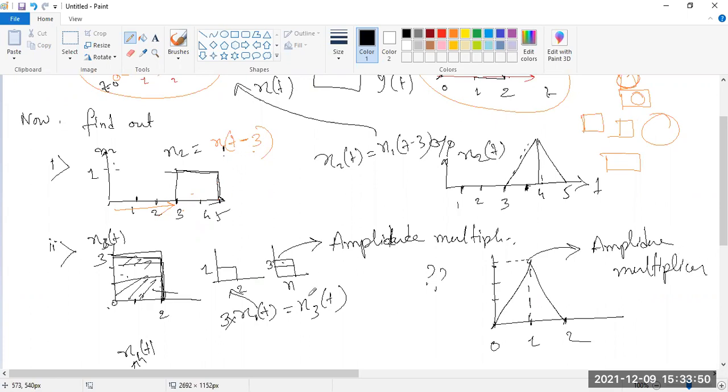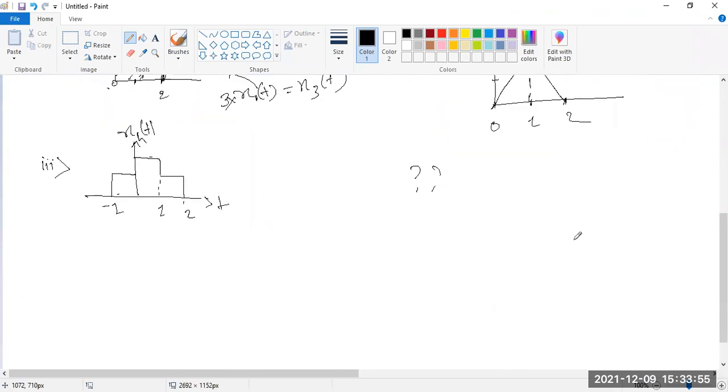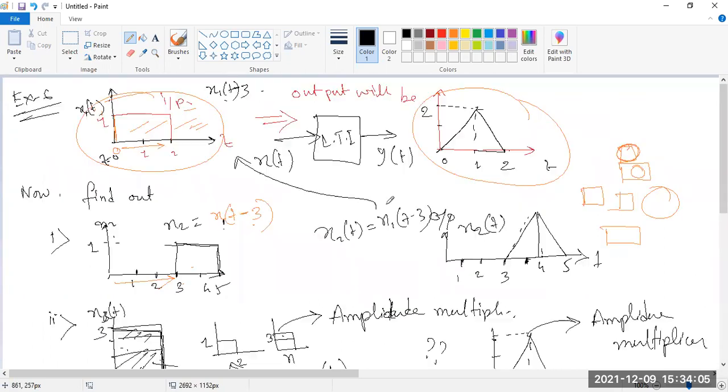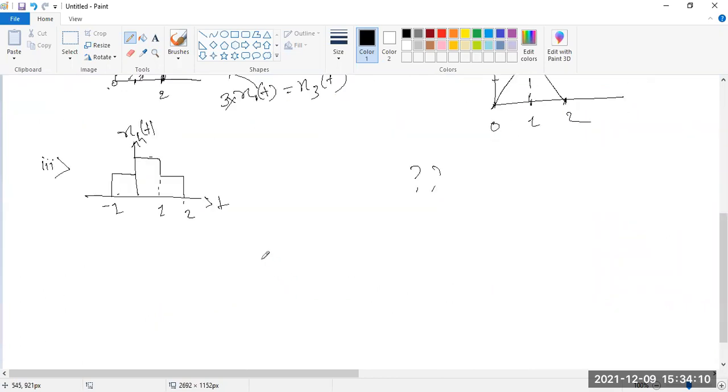So guys, could you understand this thing? Just a simple operation is being done here. Okay, thank you. So this is the LTI system operation. Now here is the twist.